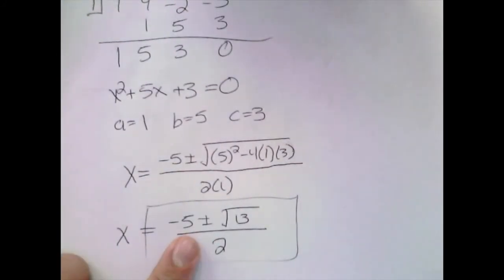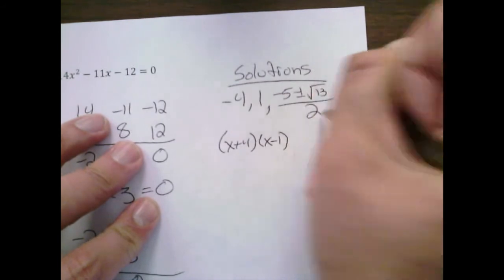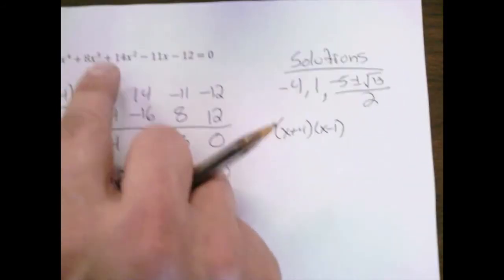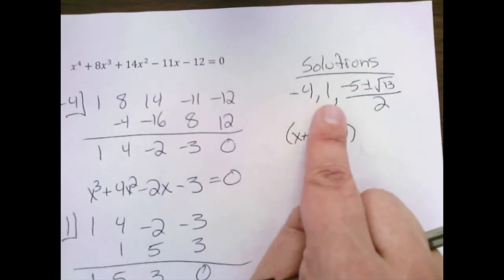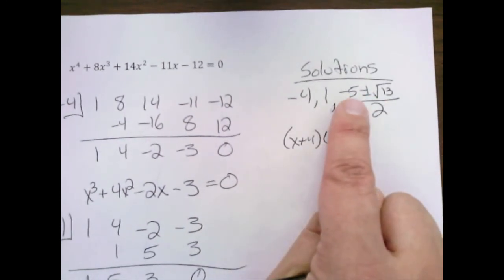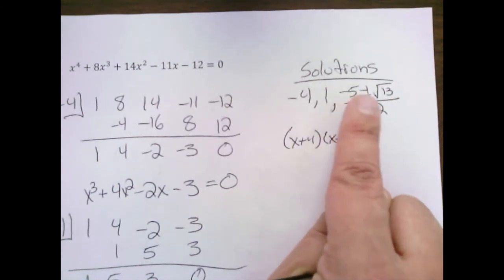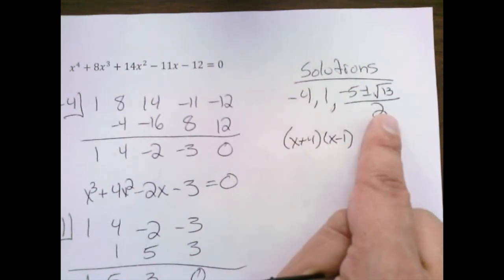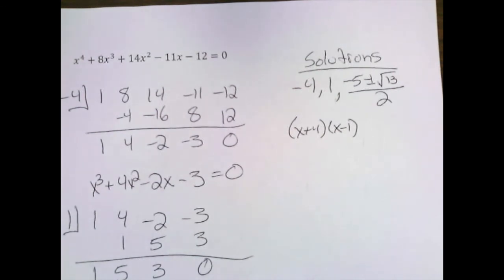So let's add this to the list. We need negative 5 plus or minus the square root of 13 over 2. Now, we had talked about how I should have 4 total solutions. There's actually 4 here. One solution is negative 4. One solution is 1. Now, this is a little bit tricky. There's a plus or minus there. So one of my solutions is negative 5 plus the square root of 13 divided by 2. And my final solution is negative 5 minus the square root of 13 over 2. So there are 2 solutions here, plus these other 2 makes 4 total. And that is a crash course on solving polynomial equations.